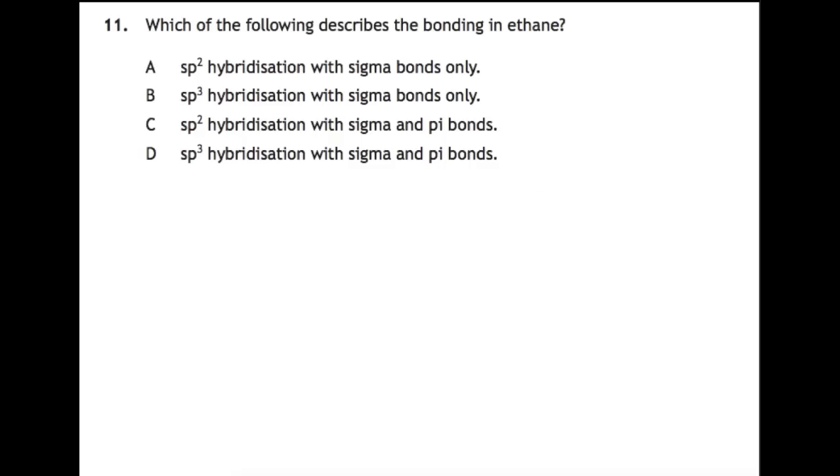Question 11, which of the following describes the bonding in ethane? So if we draw a quick sketch of ethane, 2 carbons, 6 hydrogens, all single bonds here. We have carbons which are sp3 hybridized. Okay, so we've got 4 sp3 hybrid orbitals there, which are forming sigma bonds only with all of the atoms. So this means that our answer is B.